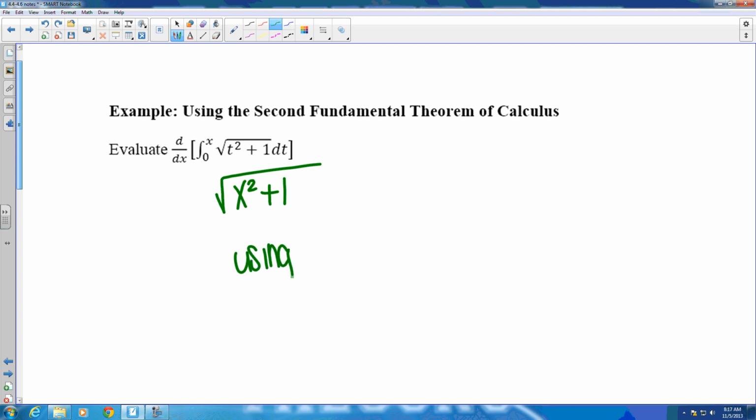That was using our second theorem. And we don't actually do anything more than that. And that was section 4 on the fundamental theorem of calculus.